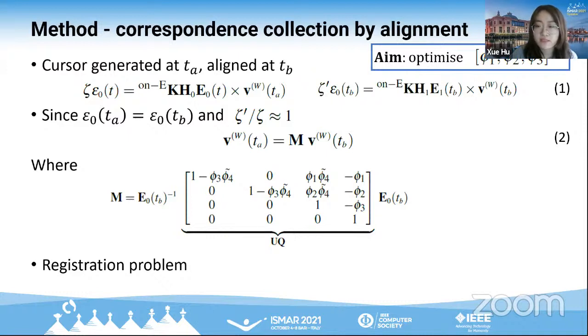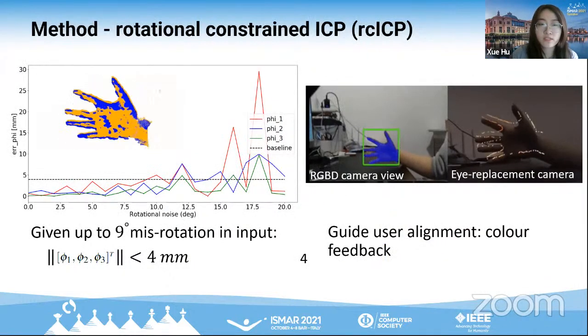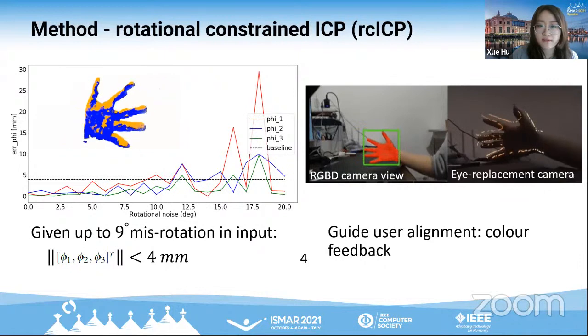Since the correspondence is unknown, we developed an optimization method with iterative closest point searching to minimize the point-to-point registration error. In fact, since the multiplication between phi 1 to phi 3 and phi 4 is very small, the rotational part of M is nearly identity. That means a perfect hand alignment will expect little relative rotation during the hand movement. We thus call the method rotational constraint ICP, or RC-ICP in short. Here is the registration result between two hands.